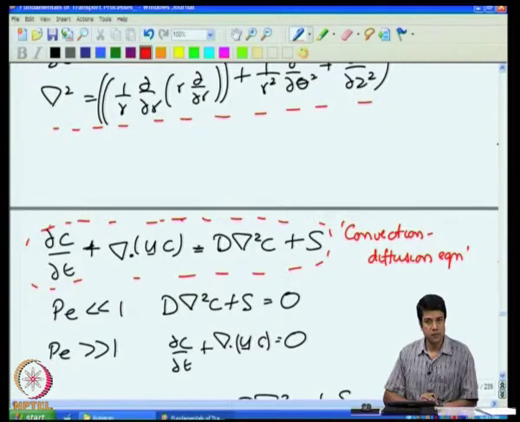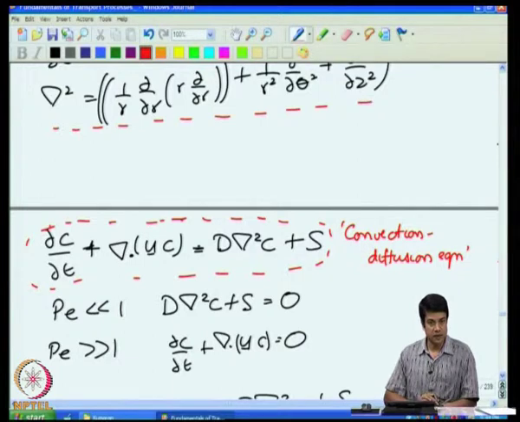And I told you that we can consider two limits. One is when Peclet number is small. In that case, we neglect the unsteady and the convection term altogether, and the equation reduces to D del square C plus S is equal to 0.